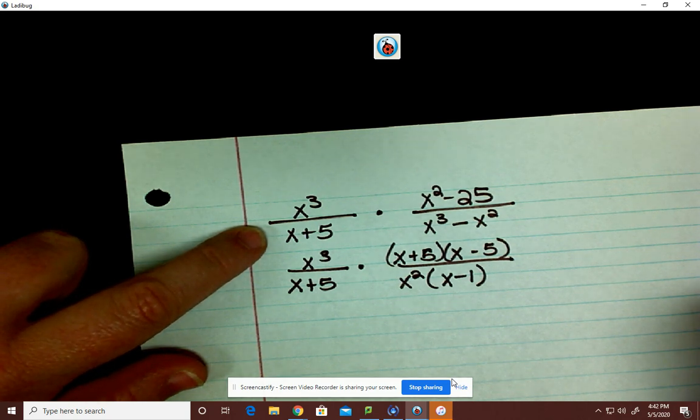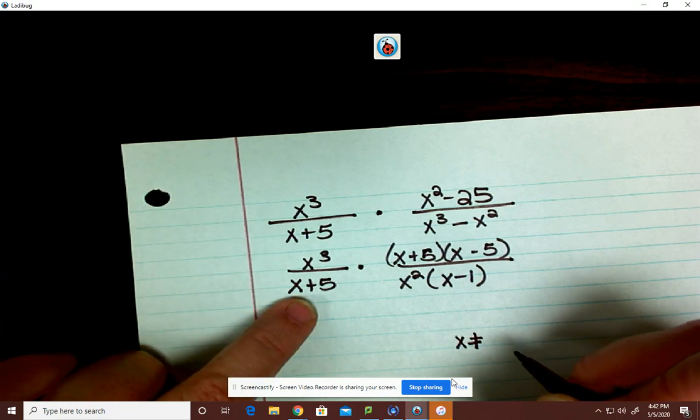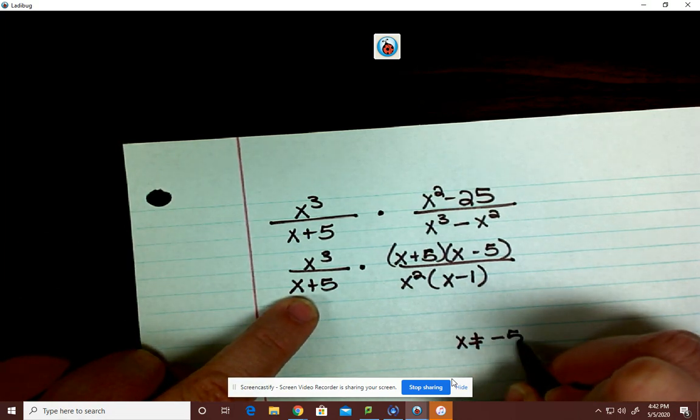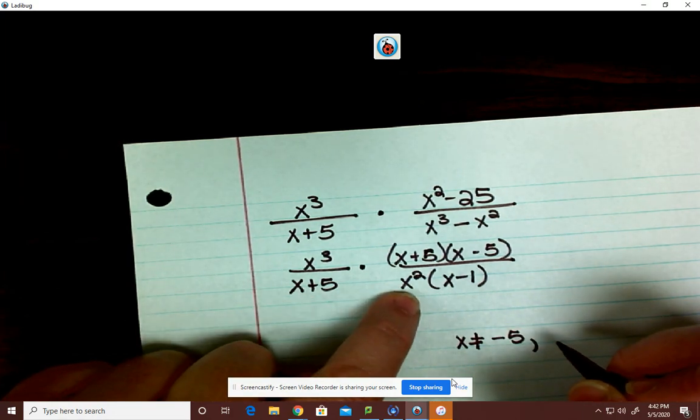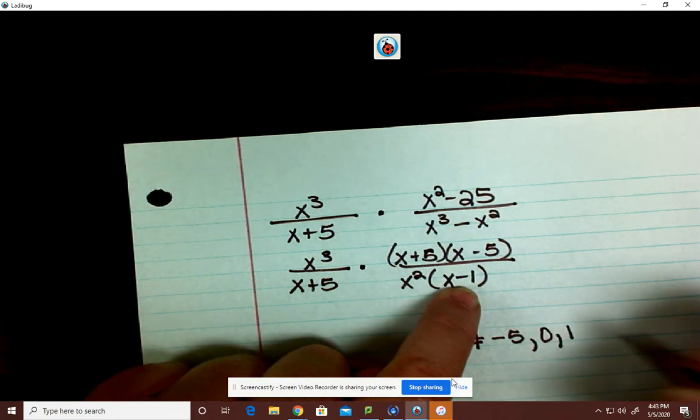All right, so I do my domain exclusions. What makes this equal to 0 is negative 5. What makes x squared equal to 0 is 0. And what makes x minus 1 equal to 0 is 1.